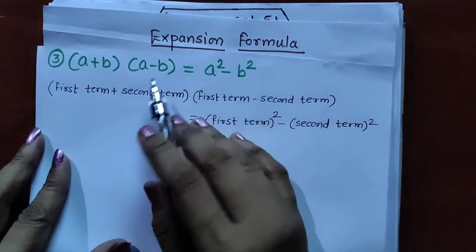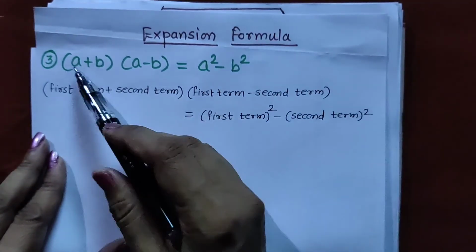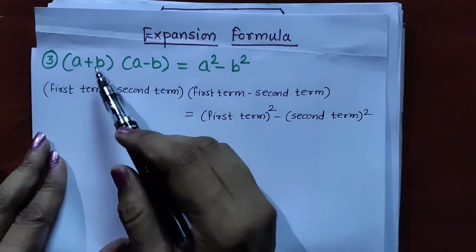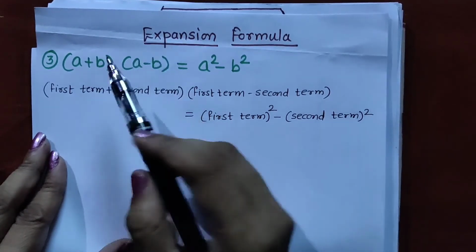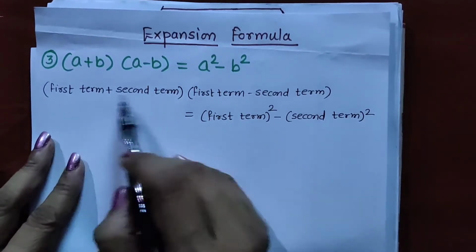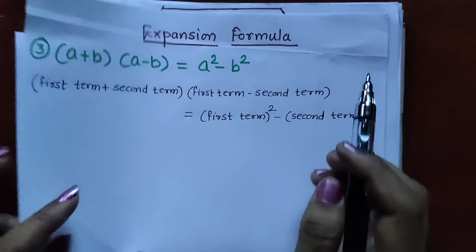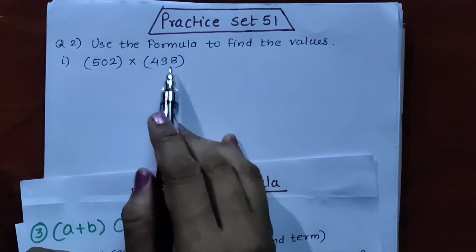(a plus b)(a minus b) is equal to a square minus b square, where the first term in both the brackets is the same and the second term is also the same. Only the difference is of sign. As you can see here, first term plus second term and first term minus second term are in the brackets. But here we have only a single number.